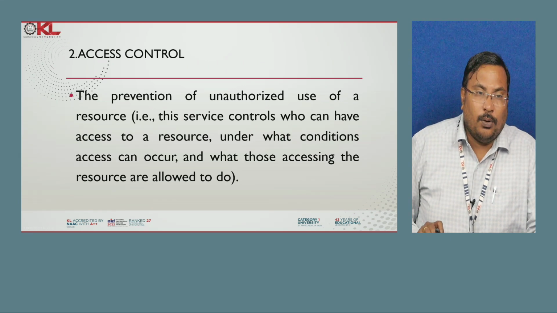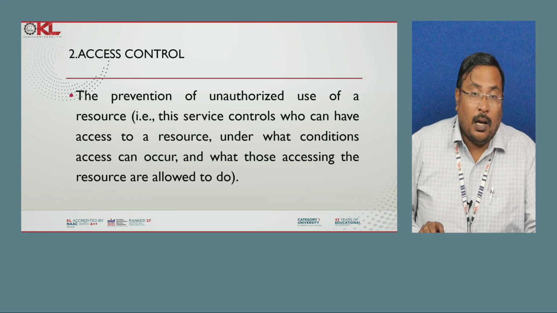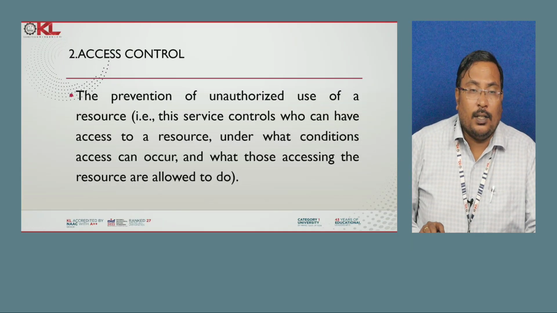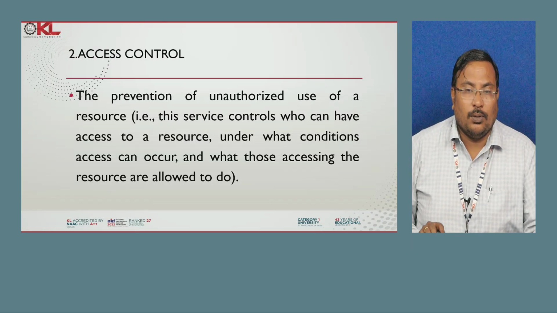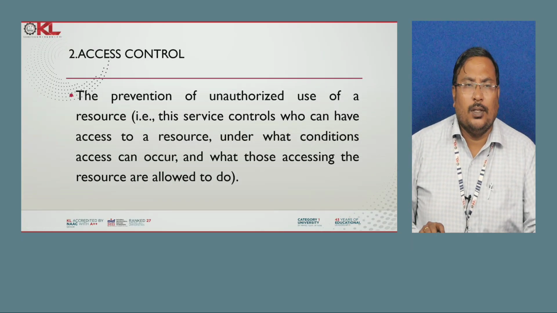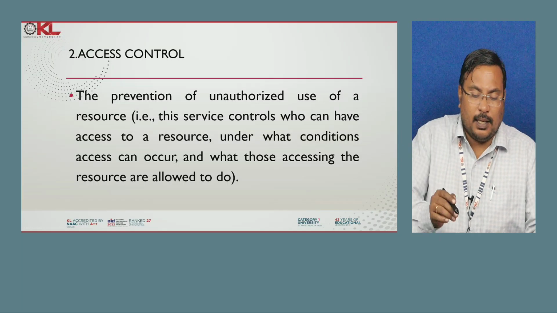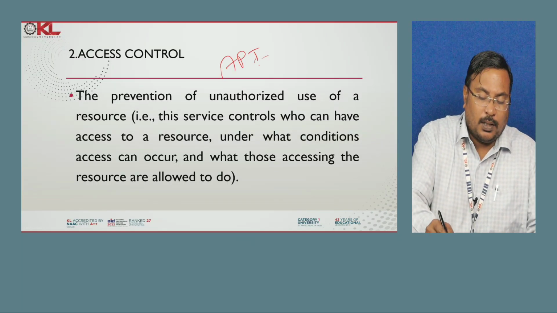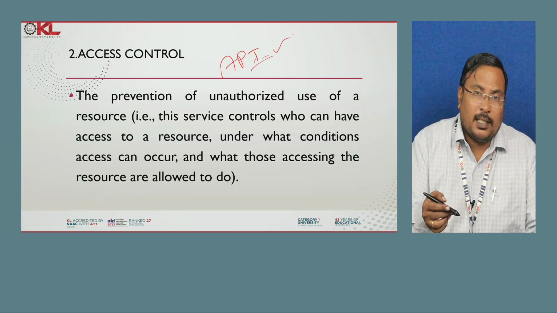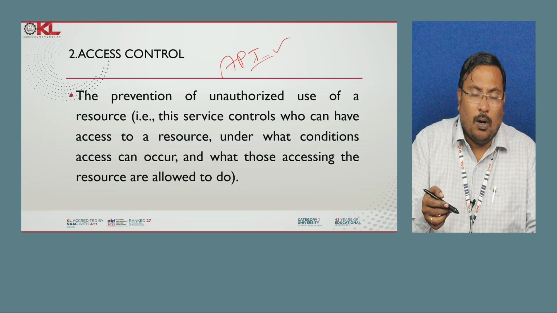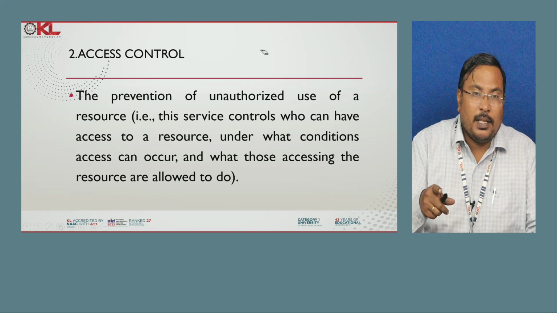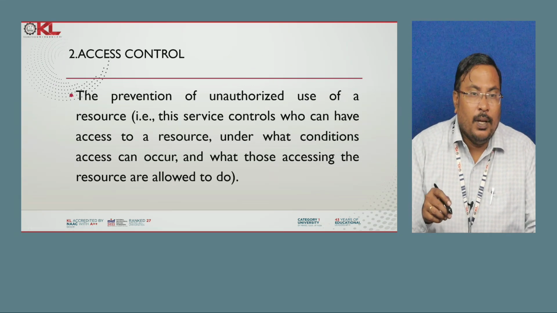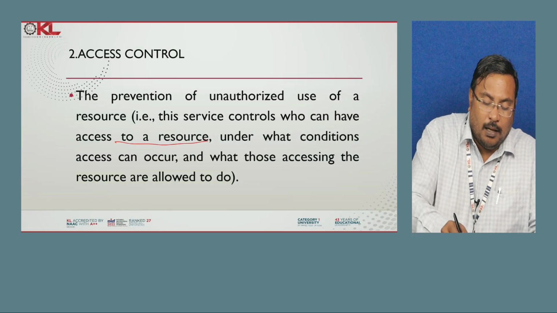So next, access control. Access control means the prevention of unauthorized use of a resource. The resource service controls who can access a resource, under what conditions access can occur, and what those accessing the resource are allowed to do. So suppose I want to access an API through some client, it is accepted. But if I want to access your hard disk or your processor, all these things are not acceptable. So under access control, based on the user type, they are going to allow access to the particular user.